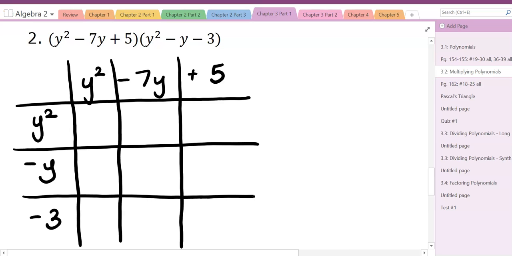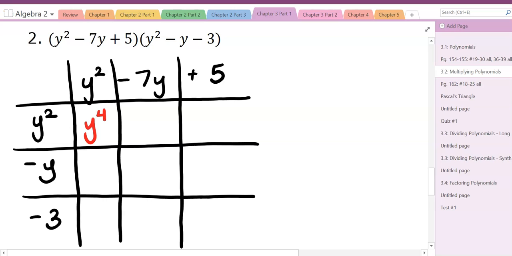So what you do to fill in the box is you take the piece from either the top or the left column that match up for that box, and you multiply them together. So for this first one up here, I'm going to take y squared times y squared, and that's going to be y to the 4th power. So this first box is going to be y to the 4th power.